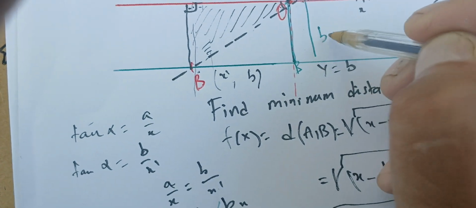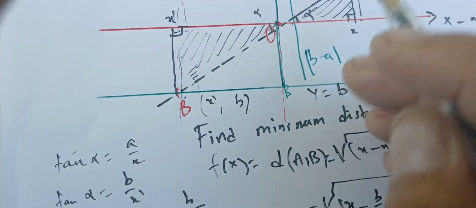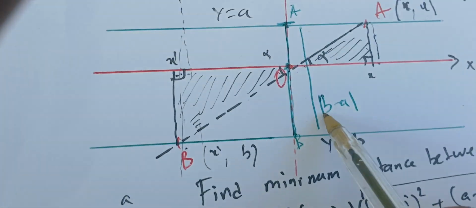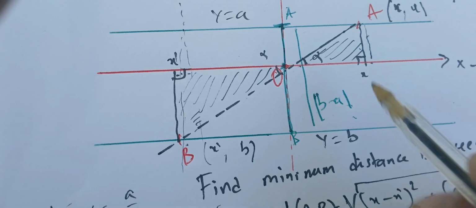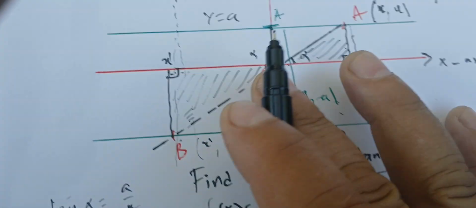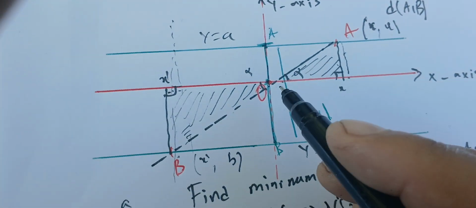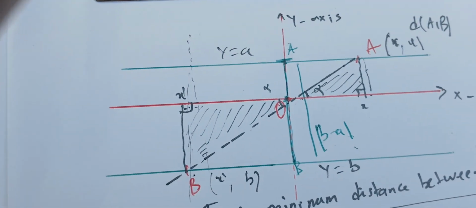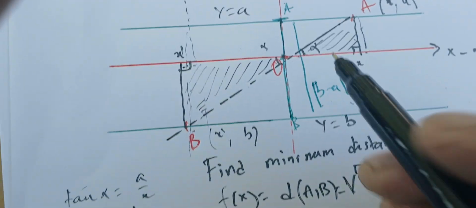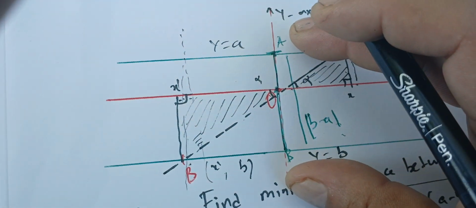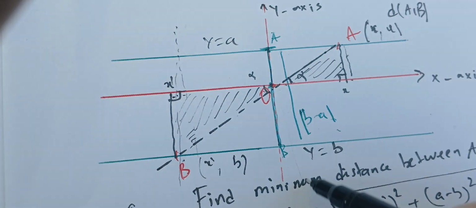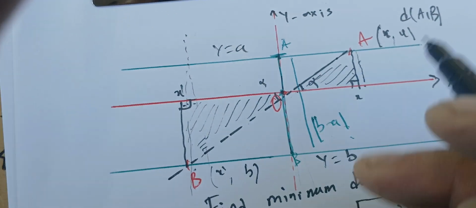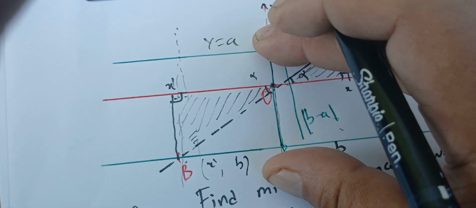This is b minus a. It doesn't matter which one is bigger or smaller, or which one is positive or negative. The distance between these two is the absolute value of b minus a. So I have found that the distance using this system of coordinates is minimum when x is 0, and this distance is b minus a. And this happens when these two are on this line that's perpendicular to the two.